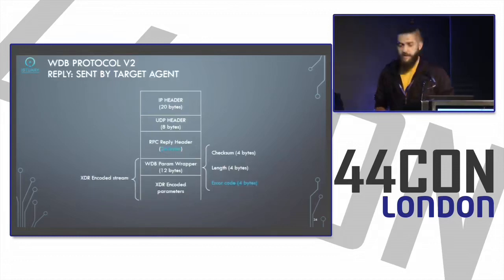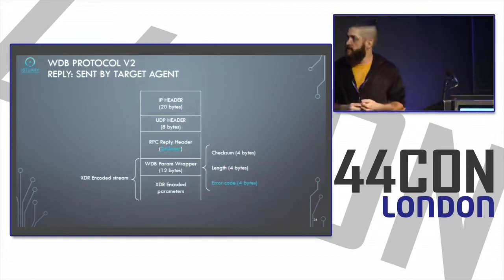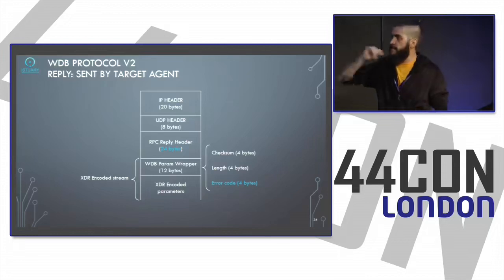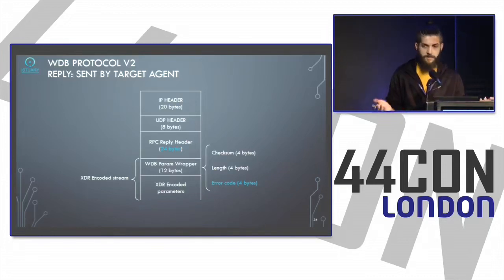And then you have the reply from the target agent. Here you can see just two major differences. The RPC reply header is only 24 bytes. The last field of this header contains the error message, if there is any. And there is another error code in place of the sequence number, as you can see here, but this one is just for WDB errors. And you will see after that this error code is important.